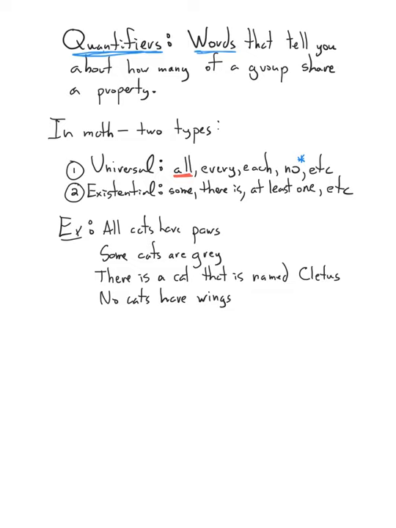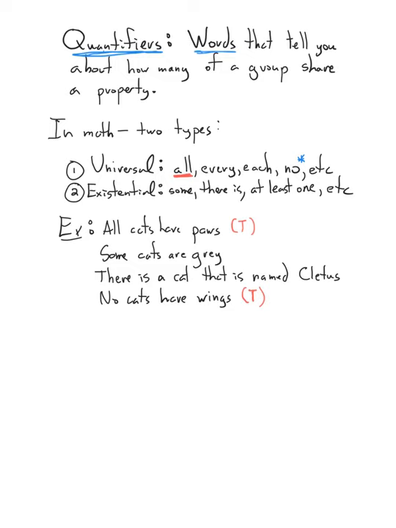Some examples of that are something like all cats have paws. That tells us something about cats. We're saying everything that is a cat has a paw. And in fact, that is a true statement, of course. Another example is this one down here: no cats have wings. Well, that's true as well. It tells us something about all cats. It's saying that they don't share the property that they have wings. None of them have wings.